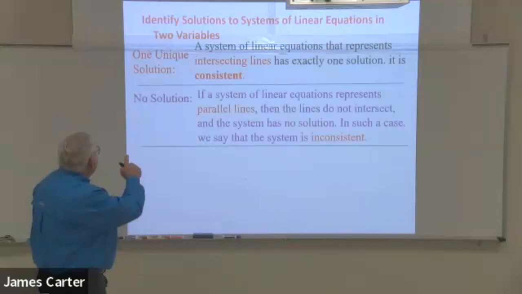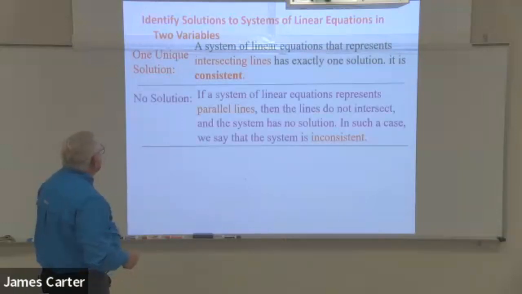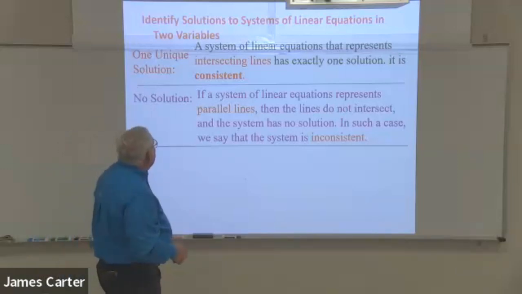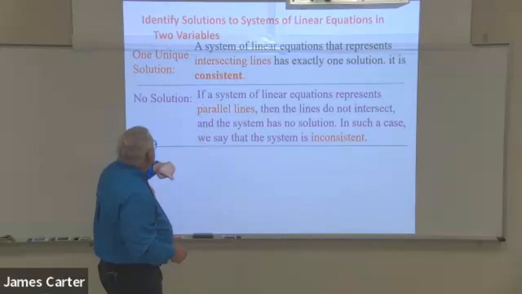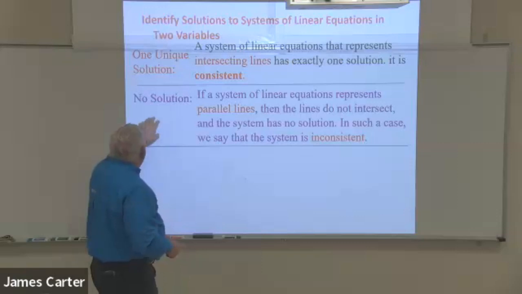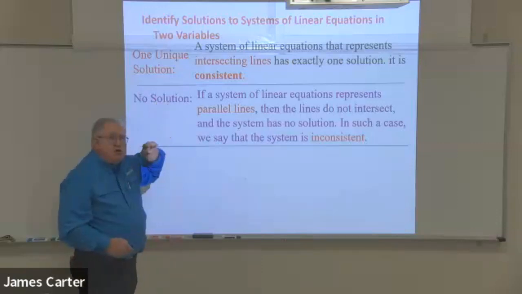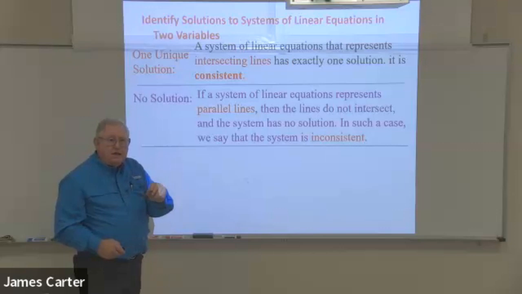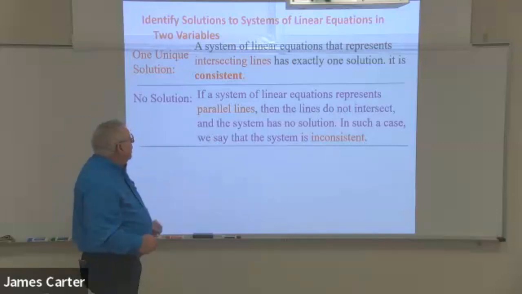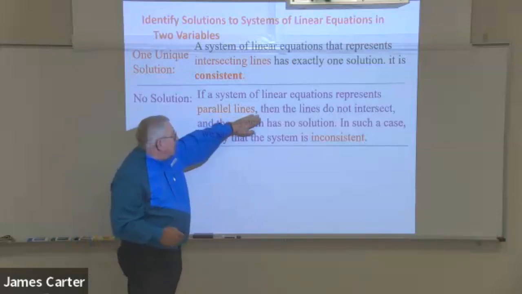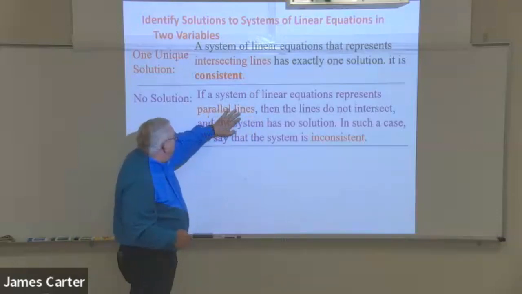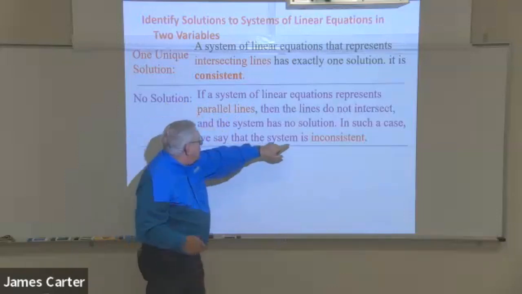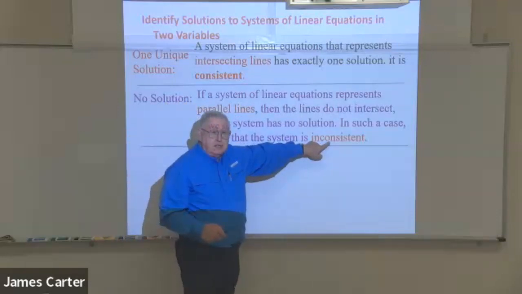Now, if there is one unique solution, one point, okay, then the intersecting lines have one solution and are called consistent. It's possible you could have no solution, no point that they share in common. Now, that would be the case where you have parallel lines. Okay, because they do not share a point, we call them inconsistent.